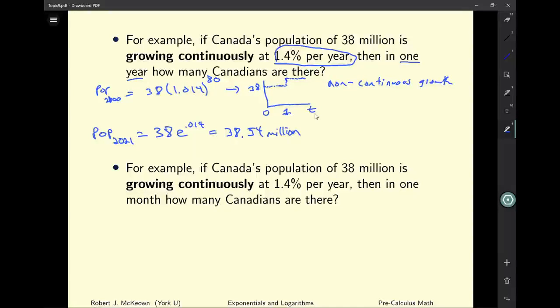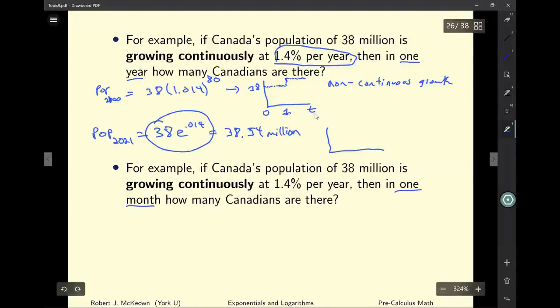Now, the natural exponent is kind of special. So suppose I want to know what the population is in Canada in 1 month. Now, I told you it's continuous growth. And so if we drew a graph using the natural exponent function, and we had 1 here and t here, we had 38 here, and we had 38.5 here, we would see that the population is going to grow smoothly over that time.